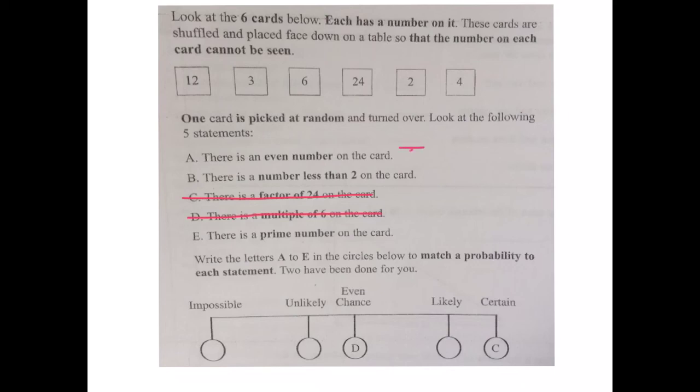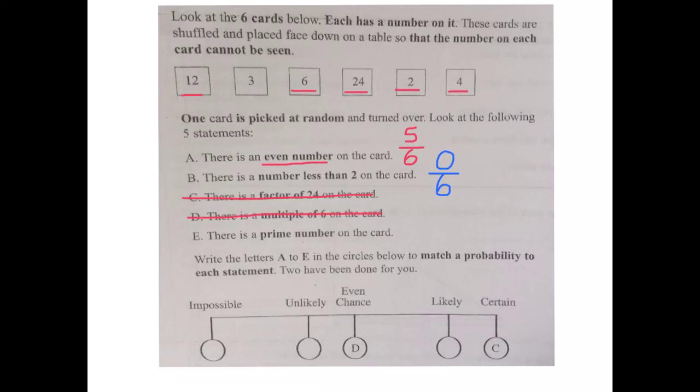So there are 6 cards, and this time we're looking at how many of them are even numbers. Well, we've got 12, 6, 24, 2 and 4. So 5 of them have even numbers. Statement B, of the 6 cards, this time we're looking for where there is a number less than 2, and there are none of them because 2 is the smallest number up there.